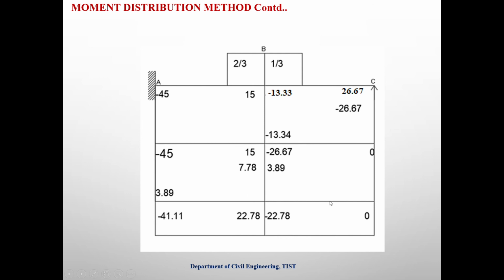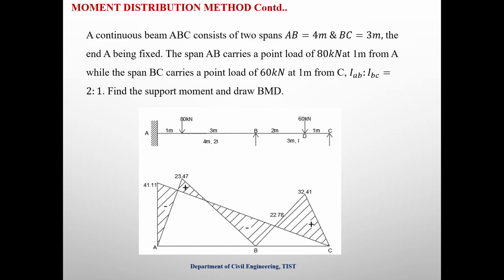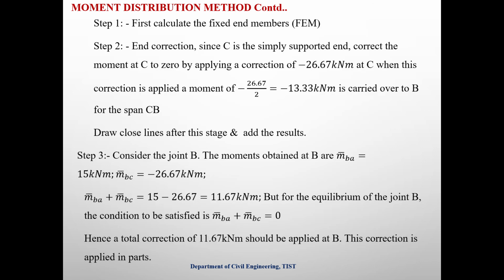Then after getting this, draw the bending moment diagram, with the negative moments in the anti-clockwise direction and the positive moments in the clockwise direction. Draw the fixed bending moment diagram and draw the free bending moment diagram by considering all the beams as simply supported ones. Then join these two in order to get the net bending moment diagram.